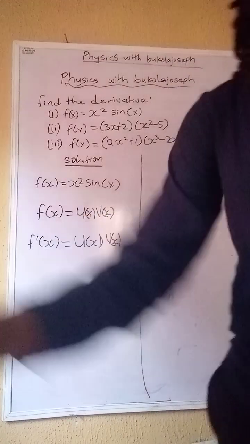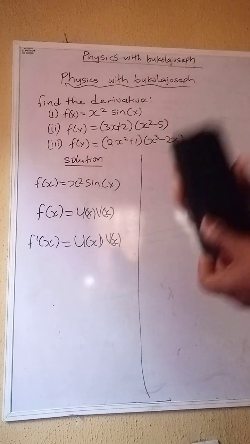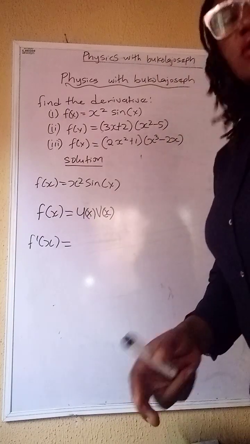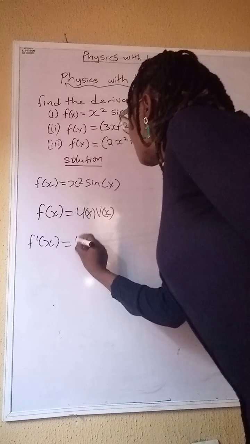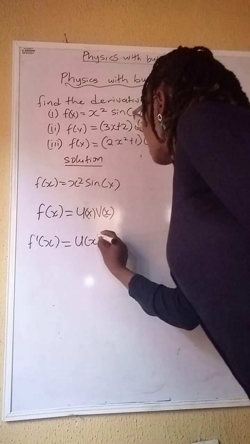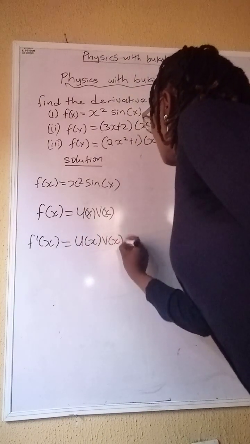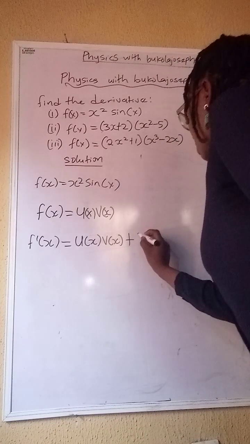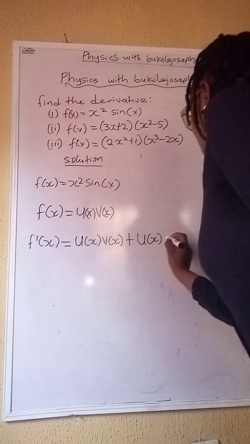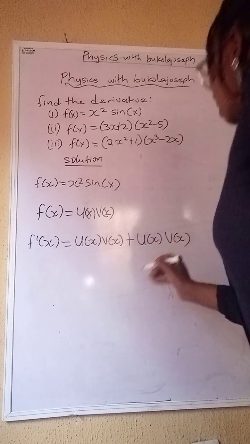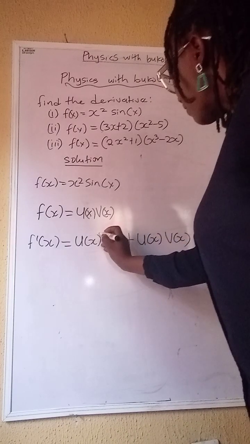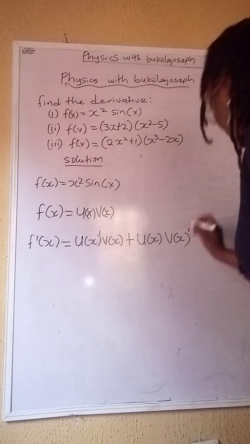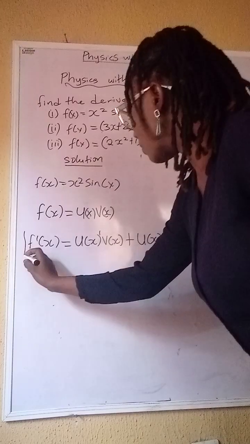Sorry, I have to wipe the other parts. The space will not be enough. I was thinking of managing the board, but it's better we are clear. So it's going to be this, and then plus, you do this first, and you have this v of x. Now you differentiate the first one here, and then you differentiate the second one here. This is the formula we are going to be using.